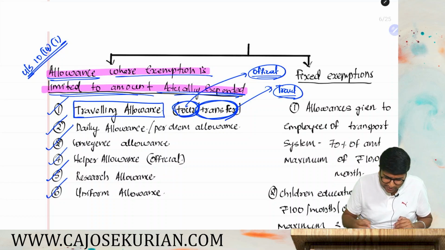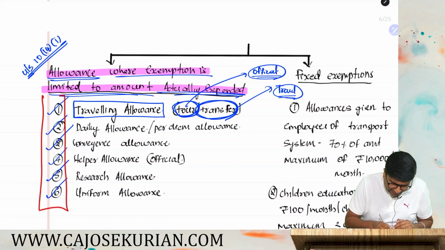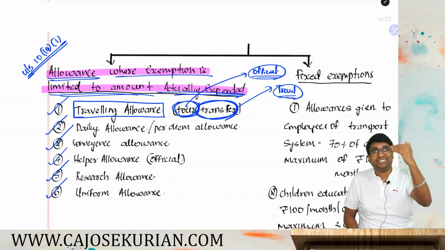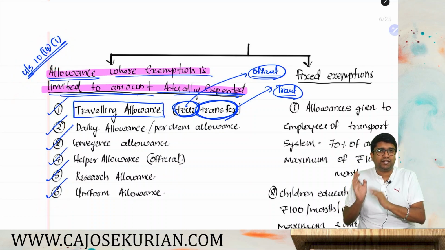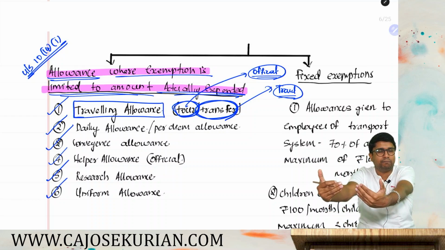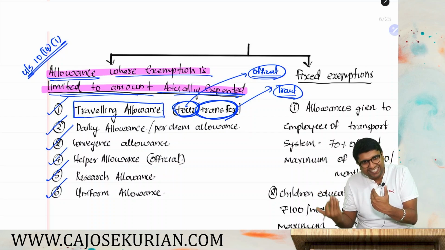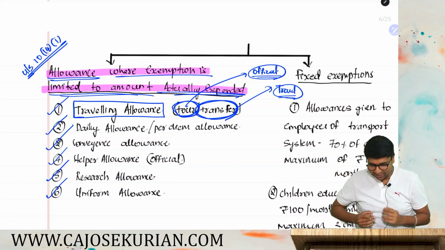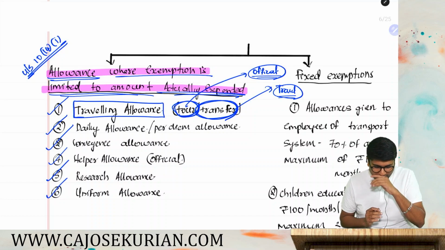So what is the speciality of these 6? These 6 shall be exempted provided you have expended that particular allowance for its intended purpose. If it is fully expended, fully exempted. Partly expended, partly exempted, and the remaining shall be taxable as well. I hope you are following what I'm saying.